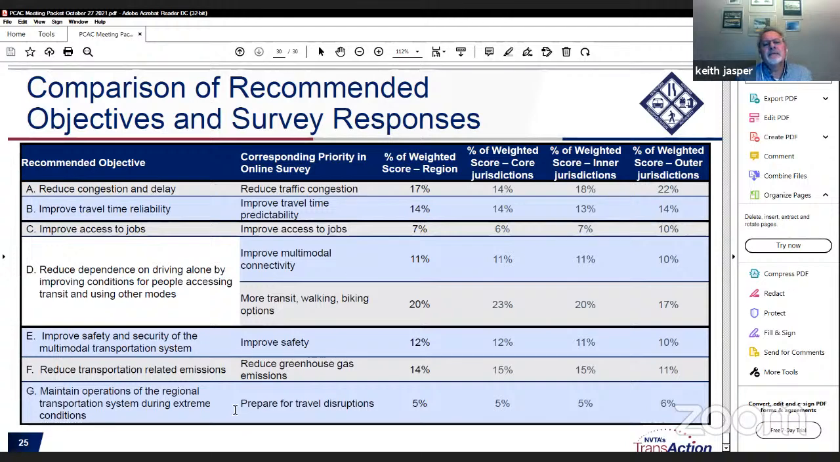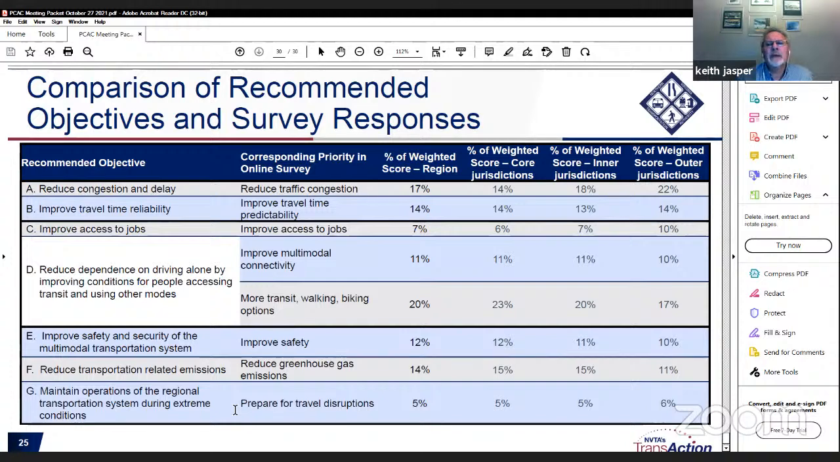And in the following 4 columns, you see, firstly, for the region as a whole, how taking the results across the region ends up with a distribution of 100 points between those priorities. And perhaps equally important, if not more important, in the following 3 columns, you see how that breaks out by core jurisdictions, which would be Arlington, Alexandria, and Falls Church; inner jurisdictions, which would be Fairfax County and the city of Fairfax; and then the outer jurisdictions, which would be the counties of Prince William and Loudoun and the cities of Manassas Park and Manassas.